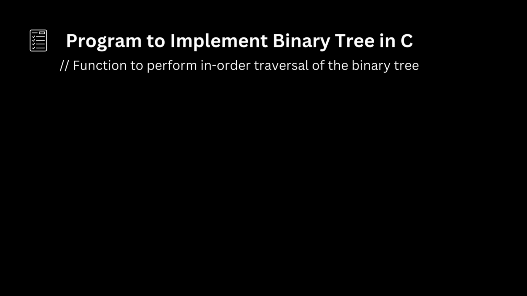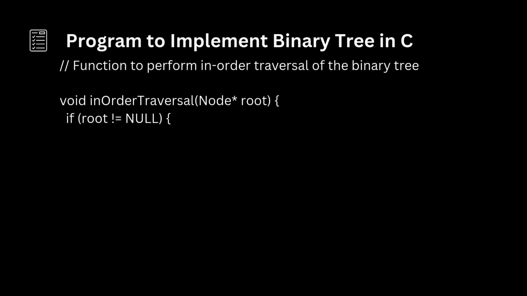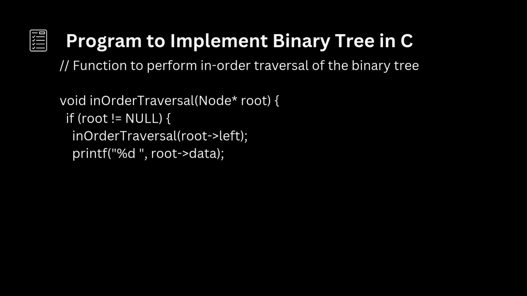Function to perform in-order traversal of the binary tree. This function performs an in-order traversal of the binary tree, which visits the nodes in ascending order. This checks if the current node is not null. It recursively traverses the left subtree and prints the data of the current node. This recursively traverses the right subtree.